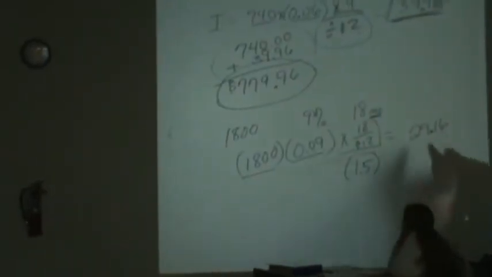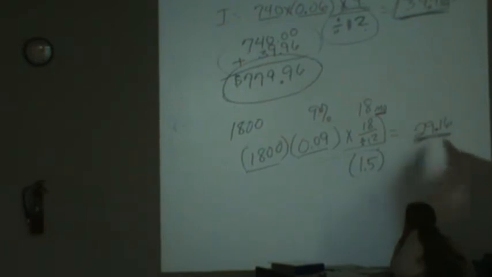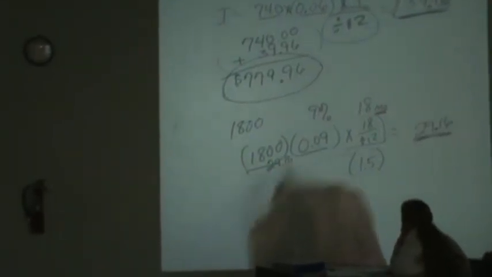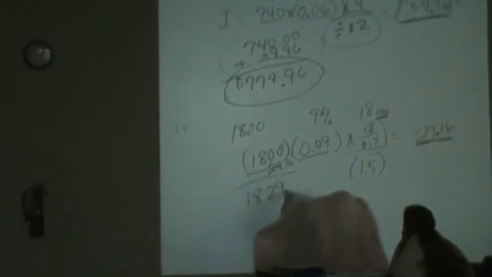Oh, okay. That has to be as a decimal. So multiply those numbers, or multiply it by 1.5 instead. Did you get it yet? 2916. Okay, if that's your interest, what's the total amount due? 1,829.16. Yeah, 1829.16.